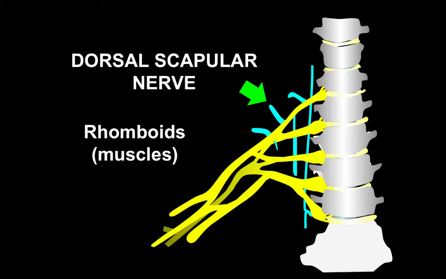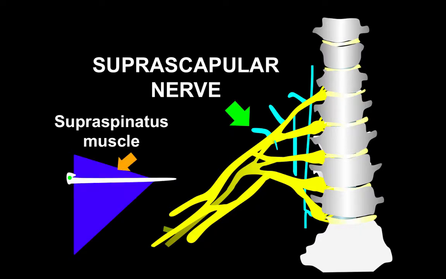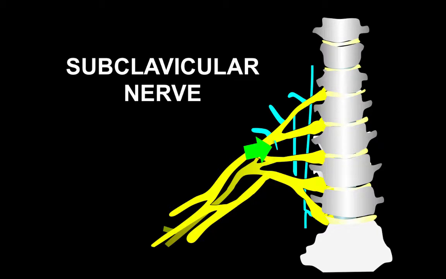This nerve innervates the rhomboids. The fifth member of the proximal brachial plexus nerve group is the suprascapular nerve. It innervates the supraspinatus muscle and the infraspinatus muscle. The sixth and last member of the proximal brachial plexus nerve group is the subclavicular nerve.